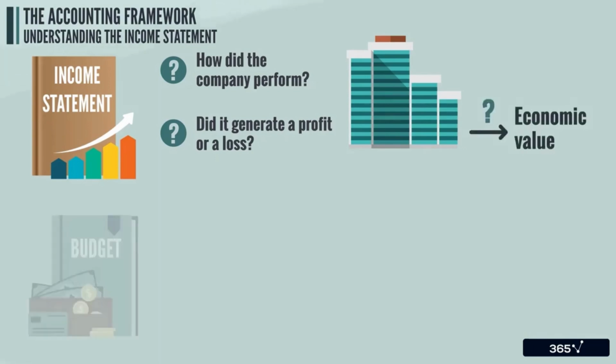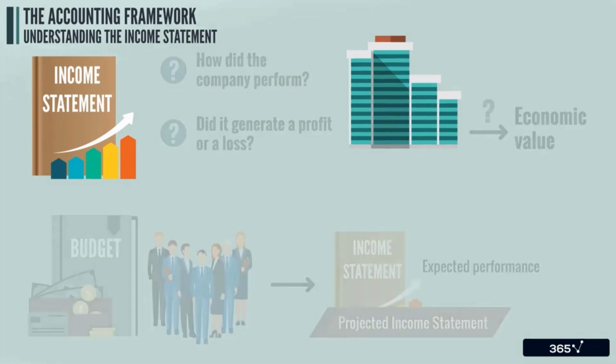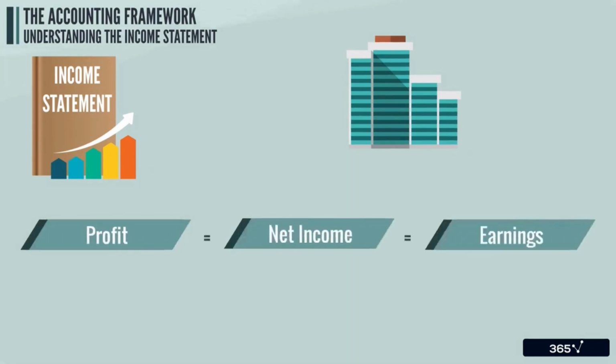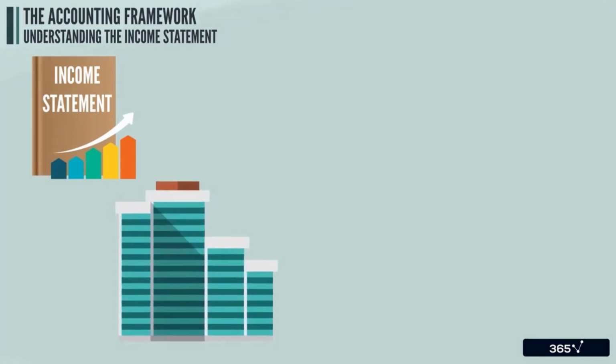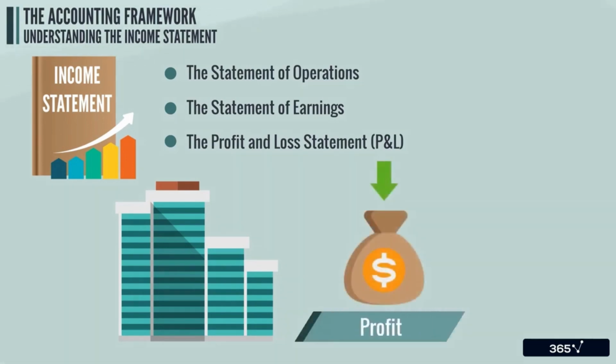By the same token, budgeting teams draft a projected income statement, which illustrates the company's expected performance in terms of profitability. We make the side note here that the terms profit, net income, and earnings are used interchangeably throughout the course. In reality, the income statement adopts various names, such as the statement of operations, the statement of earnings, the profit and loss statement, or simply the P&L. Whatever the title, it all comes down to the very same thing: a company's profit or net income generated as a result of the normal business operations.